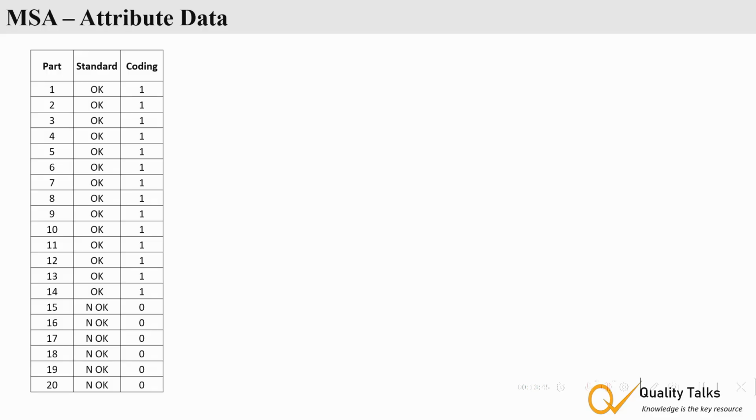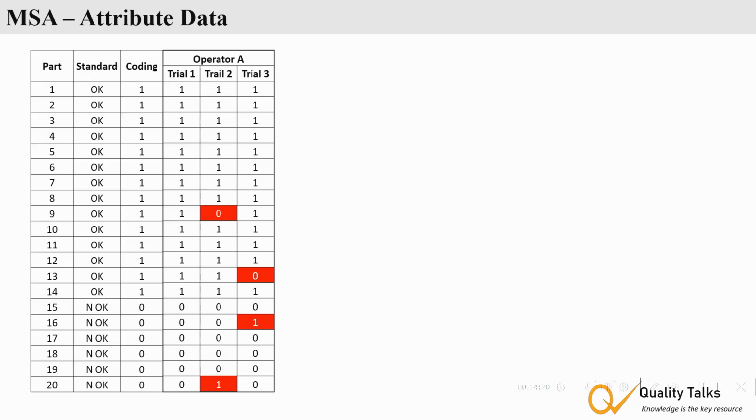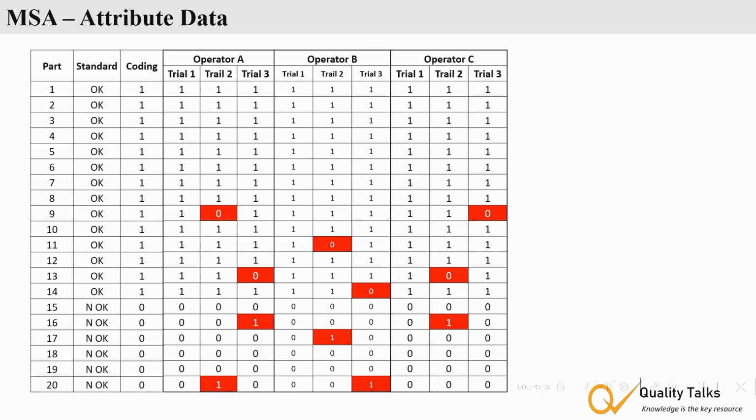Definitely, we have to give these parts to the operator in a random manner, and at the same time, operator should not be able to see the numbering over the part. We will note down all the 3 trials output of the operator A and mark wrong decisions with respect to the standard, which is shown in red filled color in this example. We will do the same exercise for operator B and operator C.